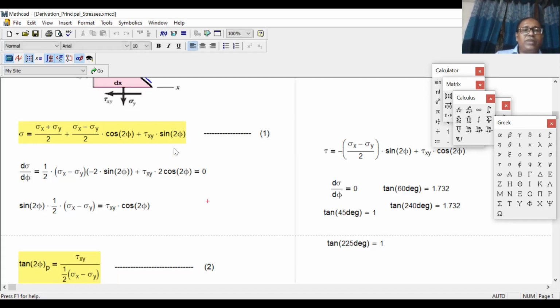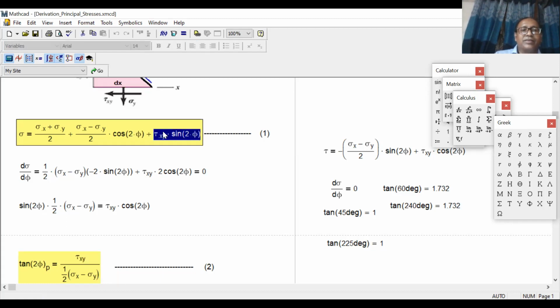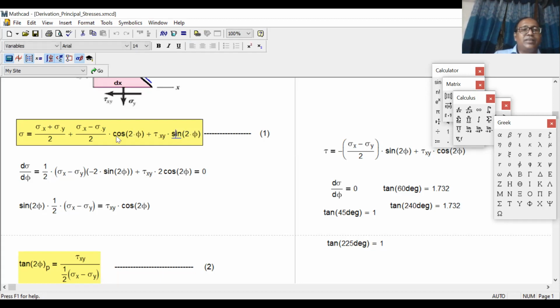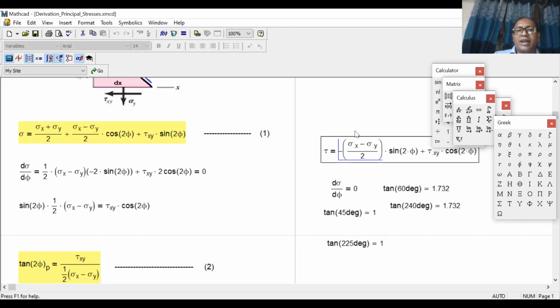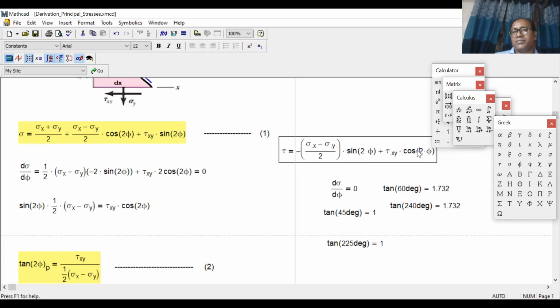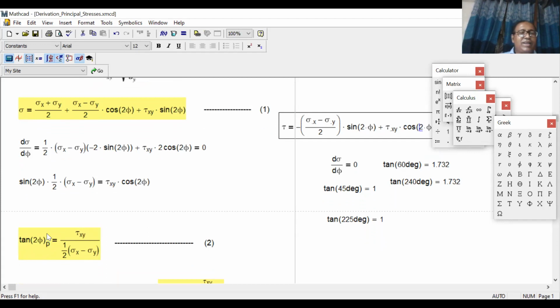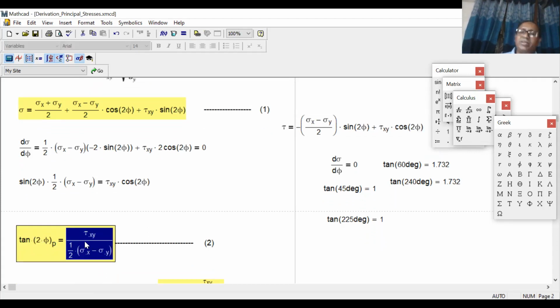How we can do it? In that case, I need to take out the sin phi. This portion I need to take out, only the sin phi portion. Then I need to take out the cos phi portion. Similarly, in the tau formula right hand side, I need to take out this sin phi, and I need to take out this cos phi. How you can do it? You see, easily you can do it. Tan 2 phi equal to this much. From here, I need to figure out the value of sin 2 phi p and cos 2 phi p.